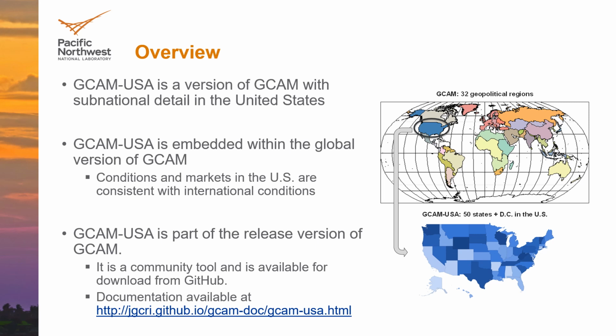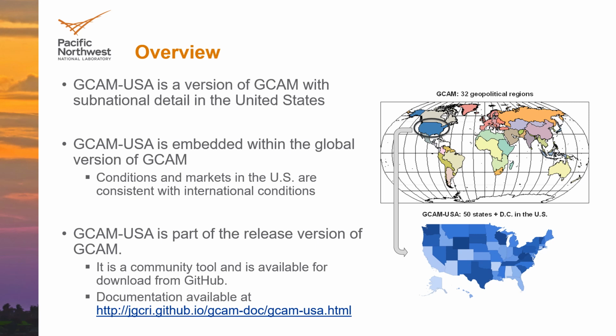GCAM-USA is a version of the Global Change Analysis Model with subnational detail in the United States of America. GCAM-USA includes explicit representation of the 50 US states plus the District of Columbia and can be used to simulate energy, water, agriculture, and land outcomes in the United States under a variety of future scenarios.